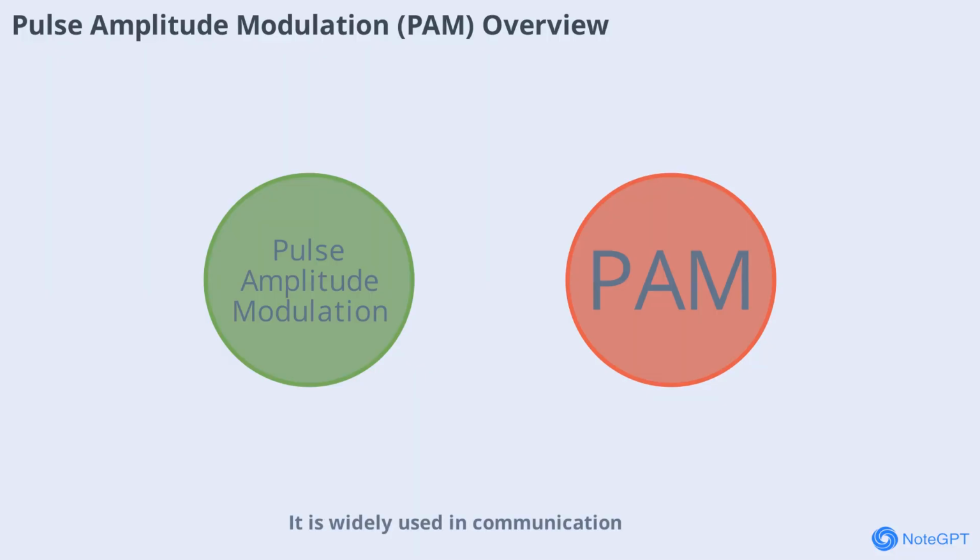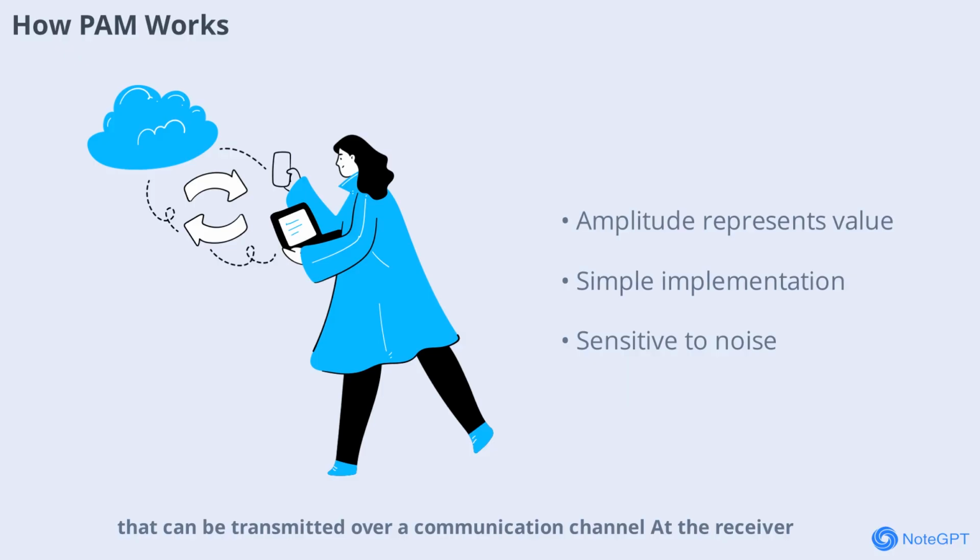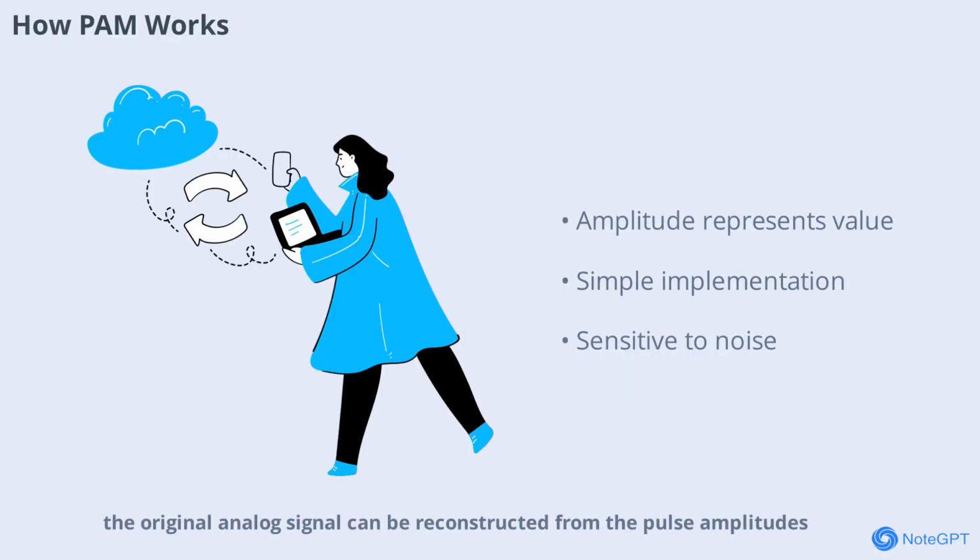It is widely used in communication systems due to its straightforward implementation. In the following scenes, we'll explore how PAM works and its advantages and limitations. Pulse amplitude modulation. The analog signal is sampled at regular intervals, and each sample is used to set the amplitude of a corresponding pulse. The resulting sequence of pulses forms a signal that can be transmitted over a communication channel. At the receiver, the original analog signal can be reconstructed from the pulse amplitudes.